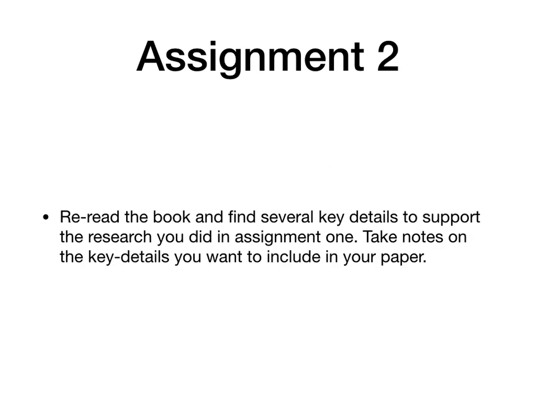Assignment 2 is to reread the book and find several key details to support the research you did in assignment 1. Take notes on the key details you want to include in your paper. So assignment 2 is basically the same thing as assignment 1, but you're using just your reading book for this. You are finding notes from that book that compare England and India in the 19th century to each other, and how it relates to our book and what we learned from our book. So you're going to do the research the first day using the internet and websites, and then the second day you're going to use your book to support that research.